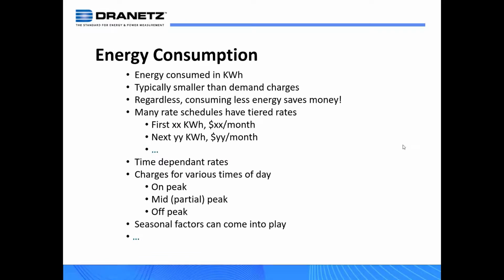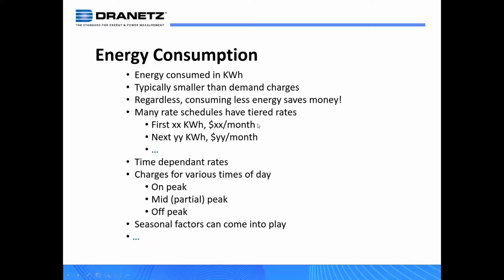So when you talk about energy consumption, we're talking about usually in kWh, maybe large consumers would be in megawatt hours, who knows, but we'll speak about kWh, and it's typically a little bit smaller than demand charges, but regardless, consuming less energy, they all relate together. Demand and energy do relate together. It's just how fast you're accumulating it, and more importantly, when you're accumulating it.